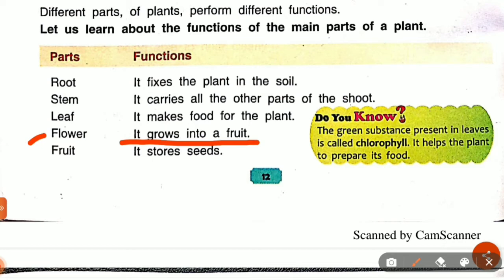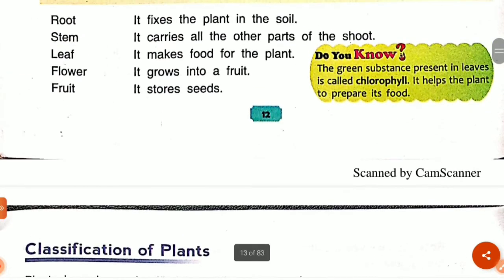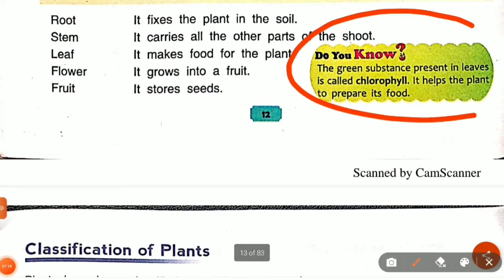What is the next one? The next one is fruit. What does fruit do? It stores the seeds. What are seeds? If you put seeds, another plant will grow from there. So from where does the seed come? Seed comes from the fruits. Now let's go to the next page. See, you need to read this. It's very important knowledge we need to know.